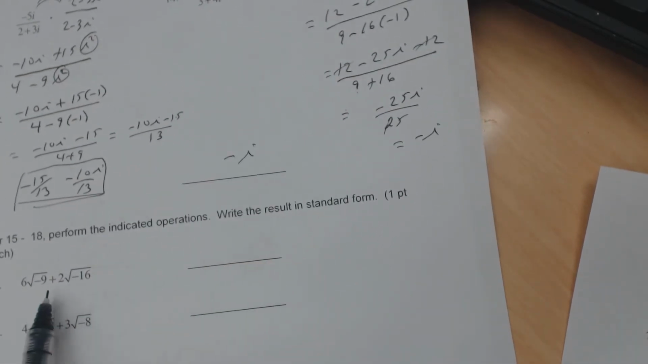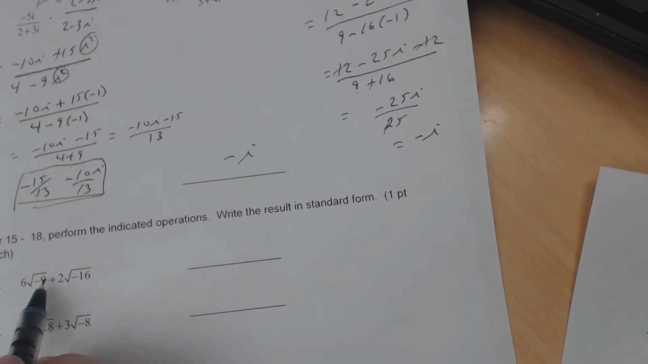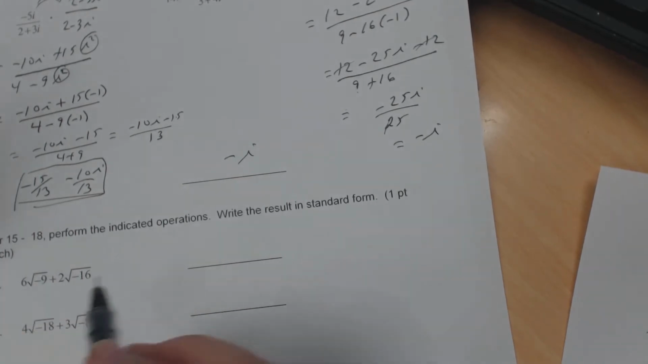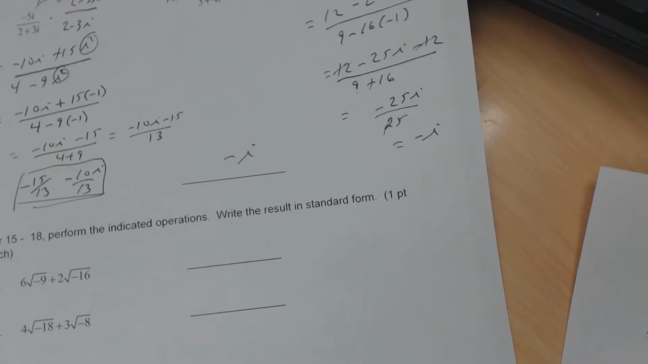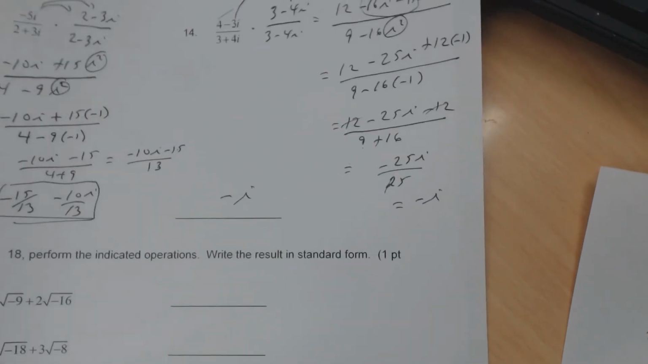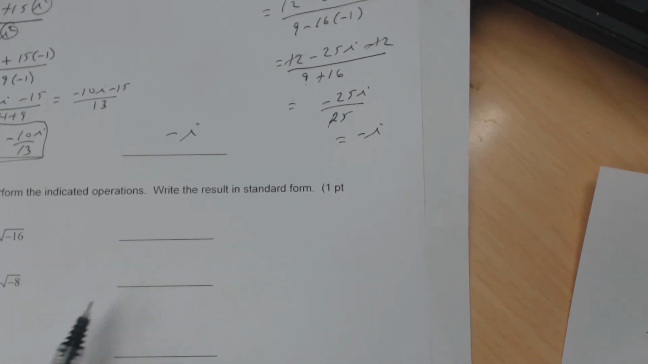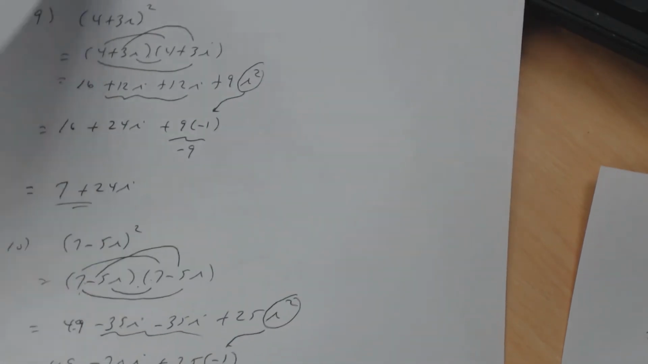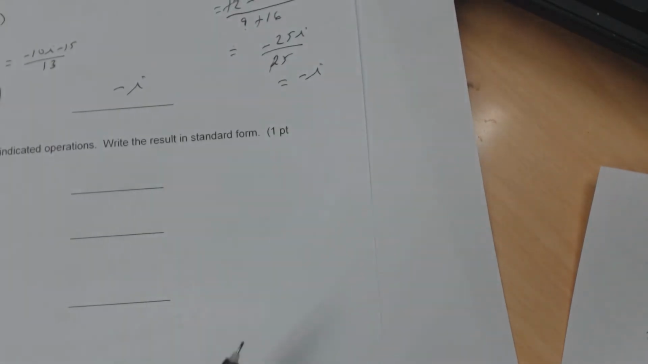Okay, now, number 15. Okay, so you got to remember that the square root of a negative number is that imaginary unit, and the square root of 9 is just 3. So this right here, I'm going to go ahead and do the work, because it didn't say show work here. It didn't say anything about showing work. So I'm just going to go ahead and show the work on another sheet of paper.